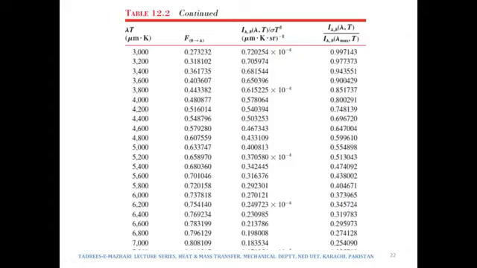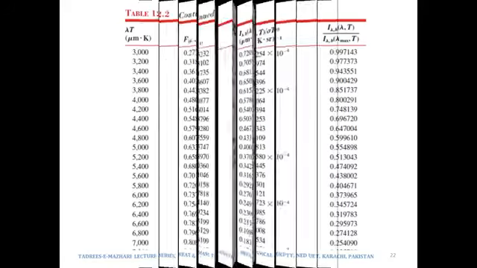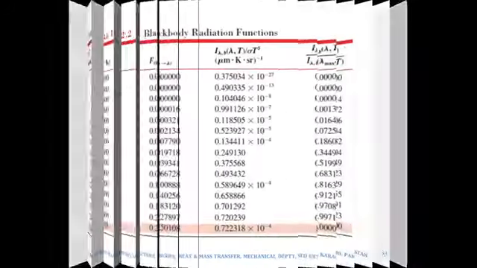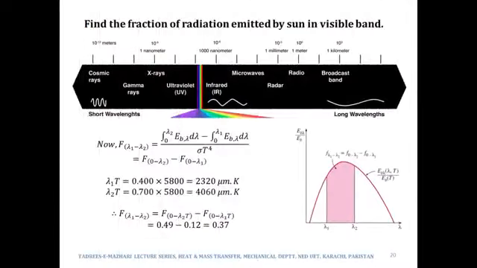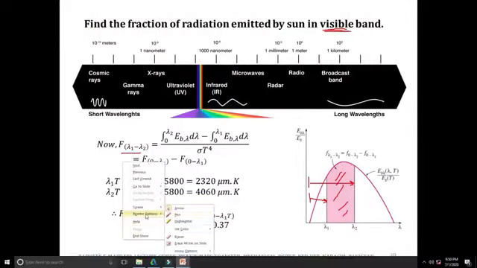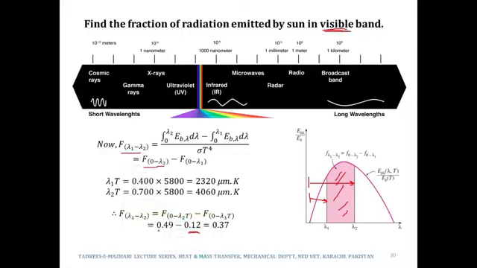If you interpolate, you will get a value of about 0.49 at 4060. So 0.49 minus 0.12 will give us 0.37. Again, that depends upon the values that we have taken as 0.4 micrometers and 0.7 micrometers. If someone takes slightly different values of 0.38 and 0.72, this fraction will increase by a little amount. So it is 37%.